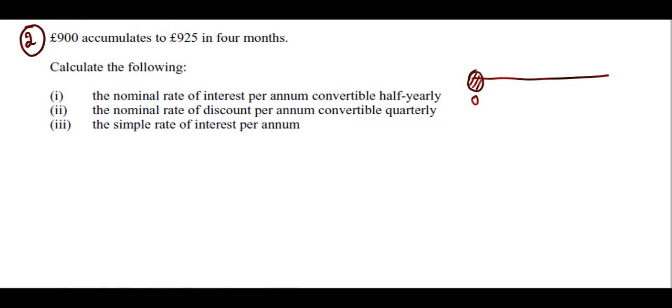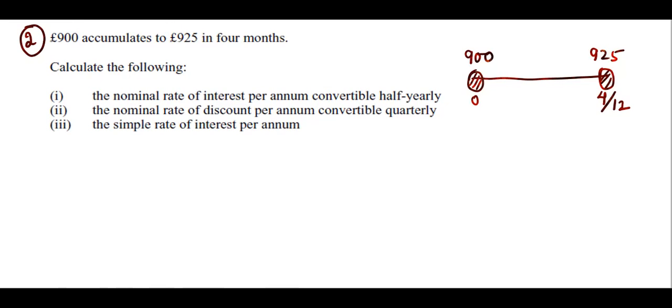This is 0, this is 4, and you write 900 here, and then 925. This is what is given.